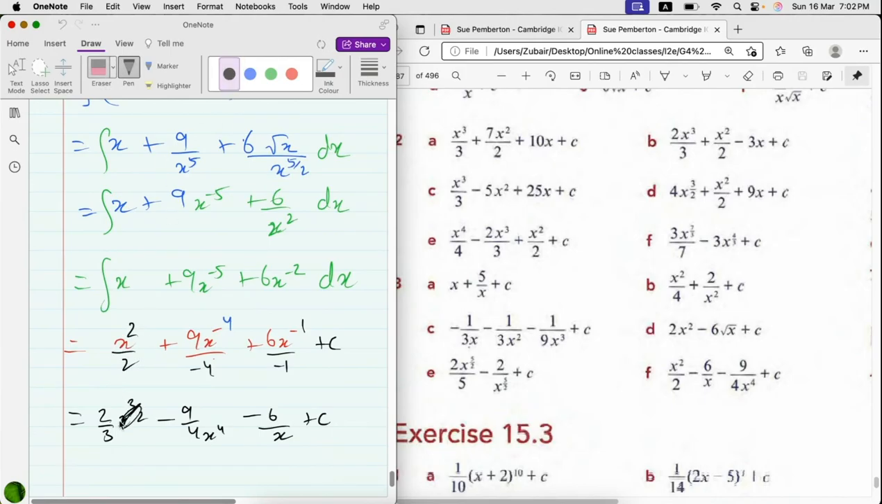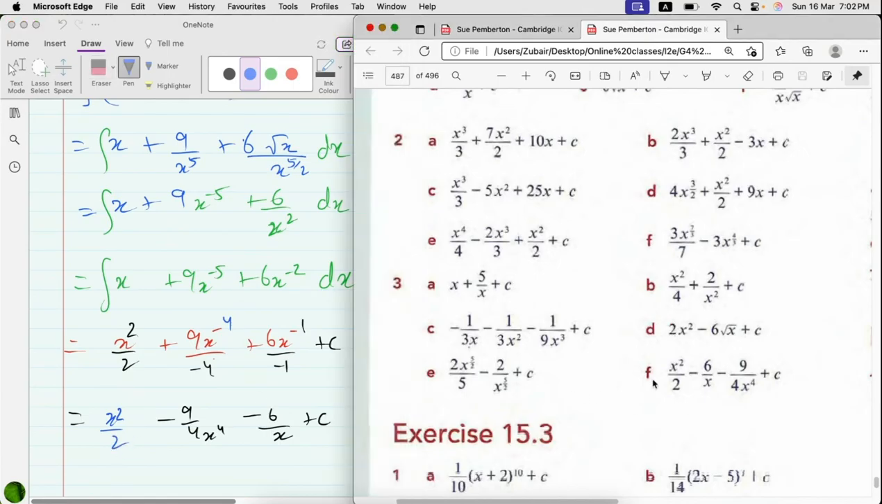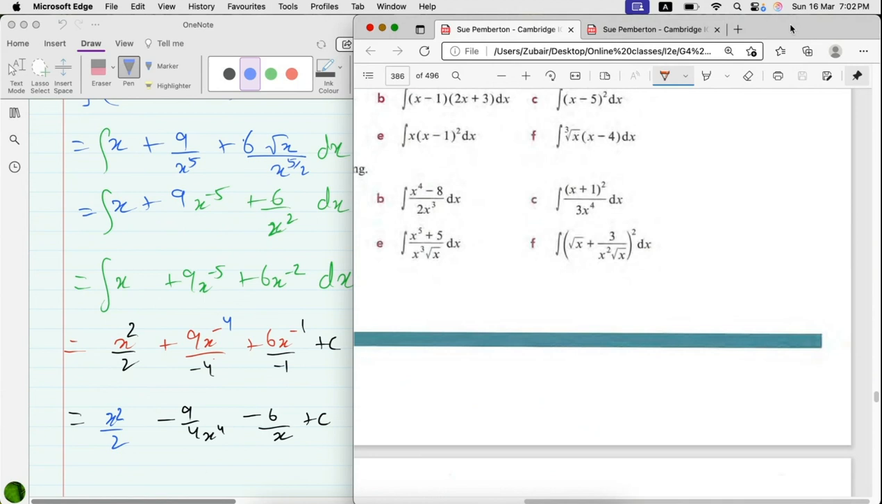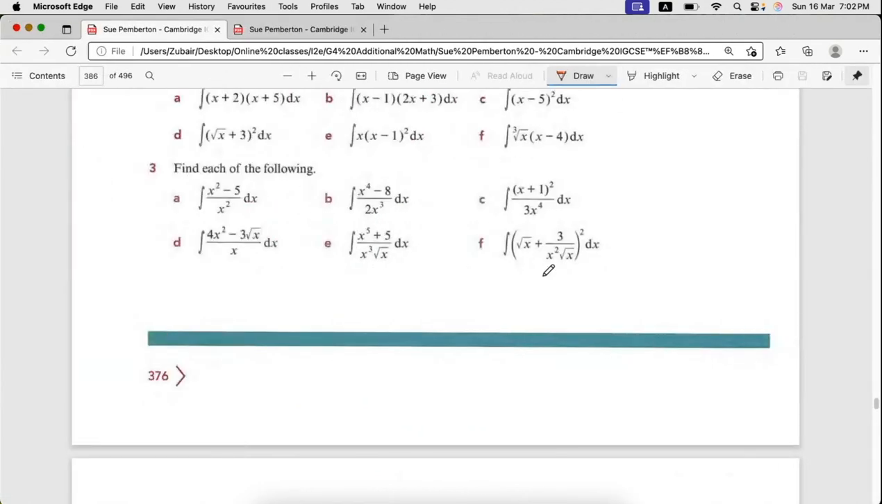So this is x square over 2. F part, done. x square by 2 minus 9 by 4x^4 minus 6 by x plus c. So just the difficulty level is increasing. There's nothing new.